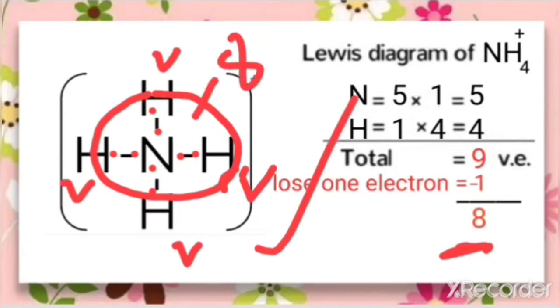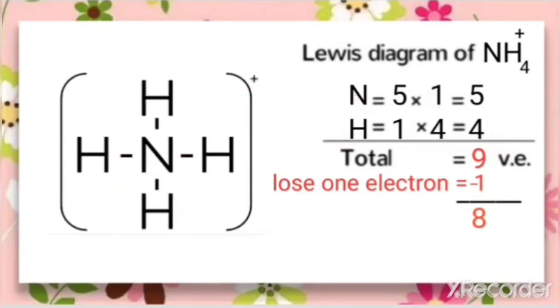So this is the correct Lewis structure for the ammonium ion. Here there is no need for any double bond because after keeping the single bonds itself, the structure is stable because of the electrons used: 2 for each hydrogen, and nitrogen is getting a total of 8. So it is stable.